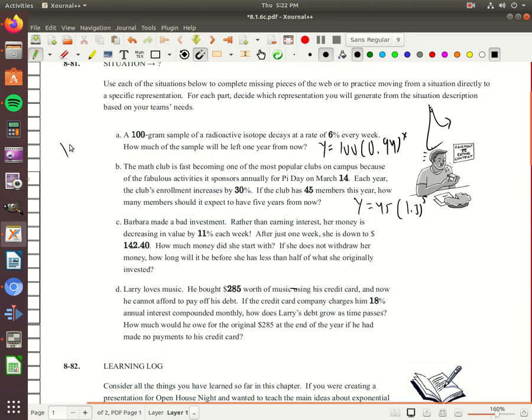Or we could have made a table. And we could have said 0 is 45. And then we could have just started multiplying by 1.3 until we got to year 5. That would have worked as well.